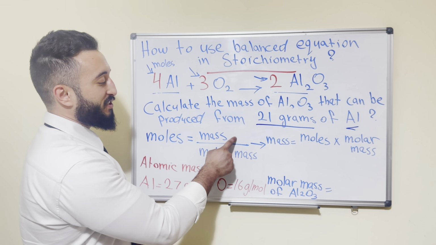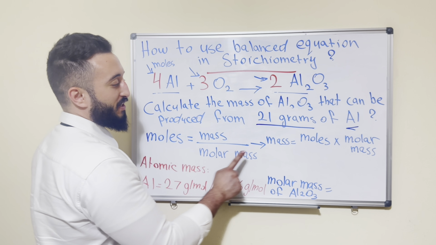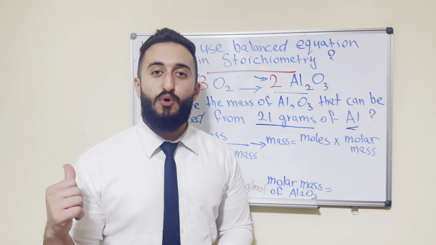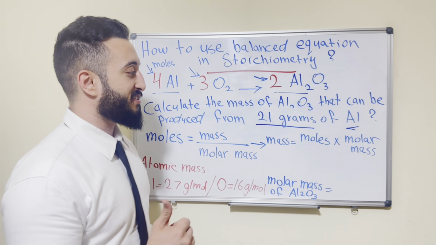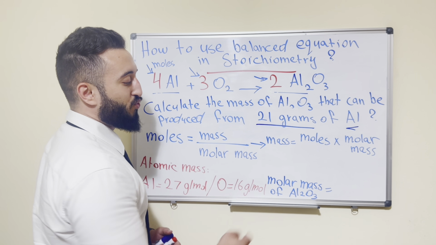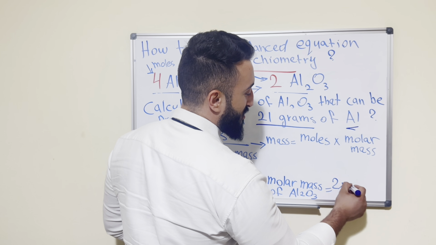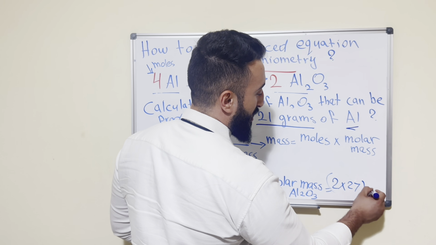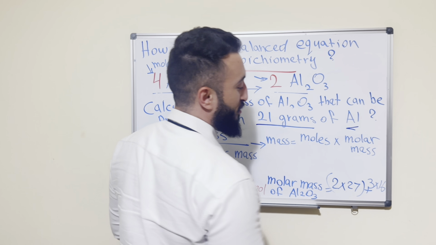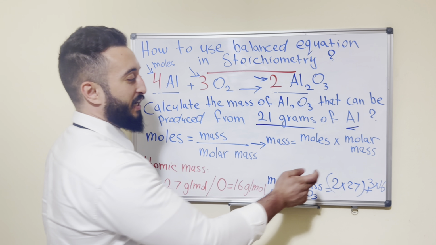So if we rearrange this equation, mass will equal what? Moles times molar mass. So mass equals moles times molar mass. And we have just calculated the moles, which is 0.37. So now we need to calculate what? The molar mass. So the molar mass of Al2O3, how many Al? We have 2. What is the mass of Al? It is 27. Plus, how many oxygens? We have 3. The mass of oxygen is 16. So 3 times 16. So let's calculate this molar mass and use it in the equation.